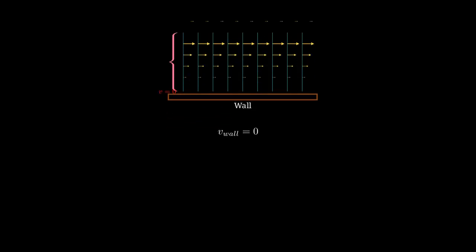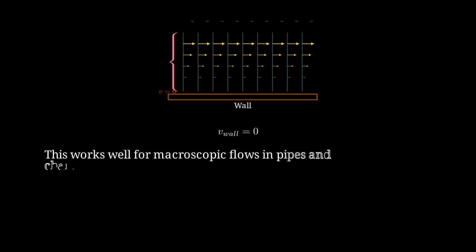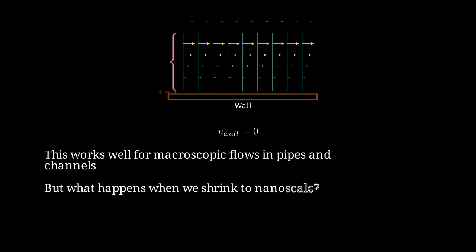This seems intuitive, right? This no-slip condition works extremely well for everyday flows. Water in pipes, blood in arteries, oil in engines. The no-slip condition accurately predicts their behavior. But here's the fascinating question. What happens when we shrink our channels down to nanometer scales? Does this assumption still hold?